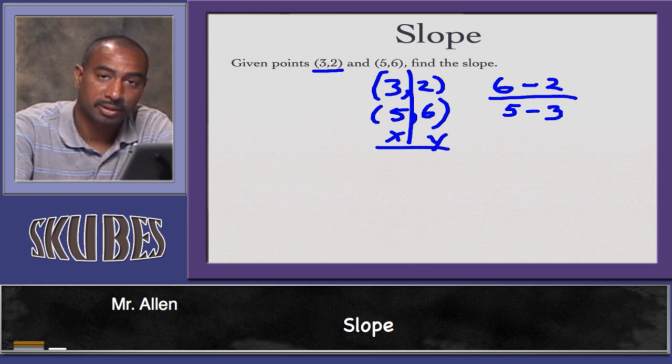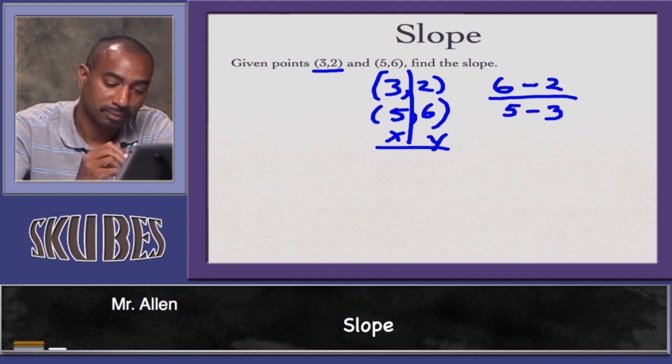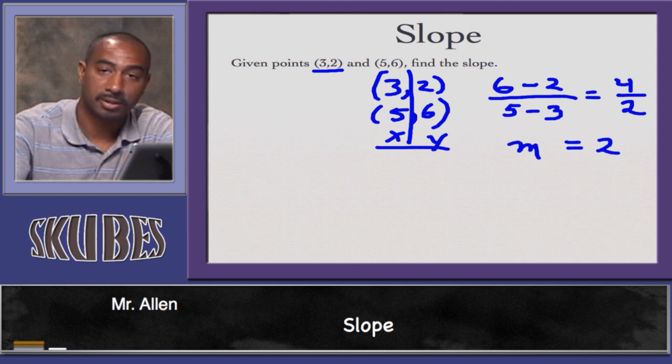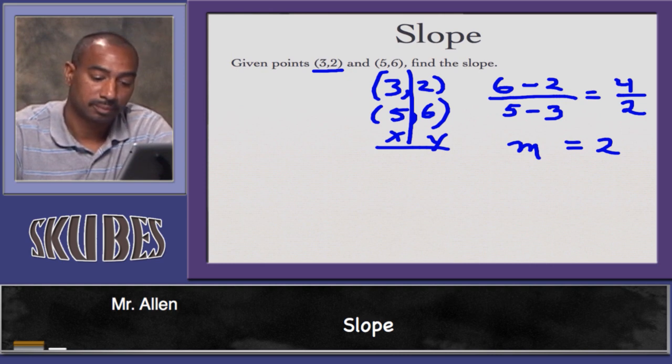And what you do is subtract and then reduce if you can. So we know that 6 minus 2 is 4, and 5 minus 3 is 2. 2 divides into 4 twice, 2 times. So we know that the slope is 2 in this case between the 2 points.